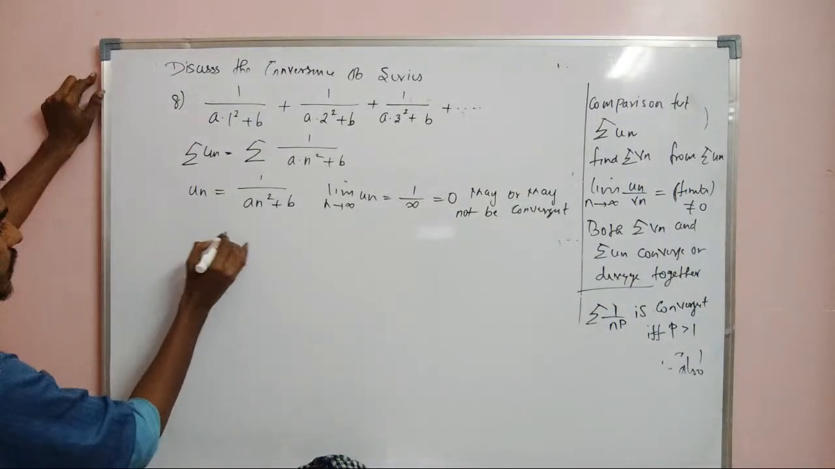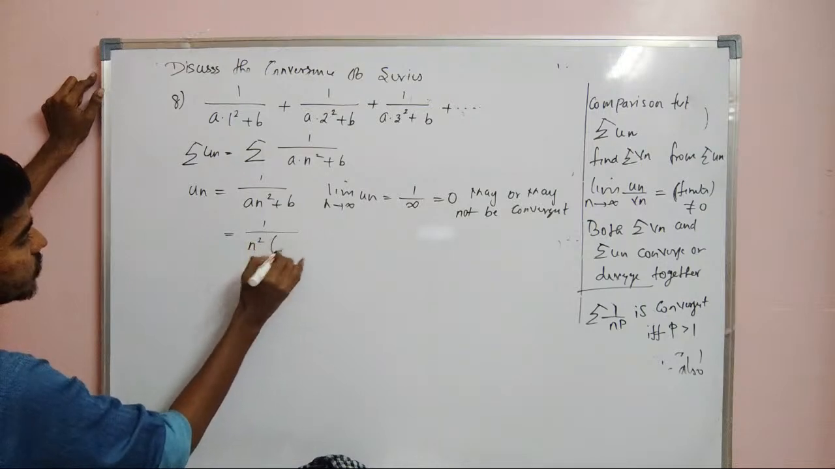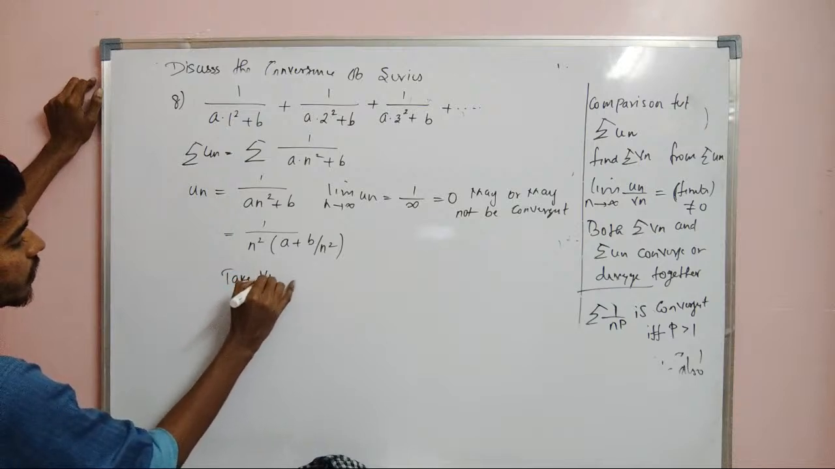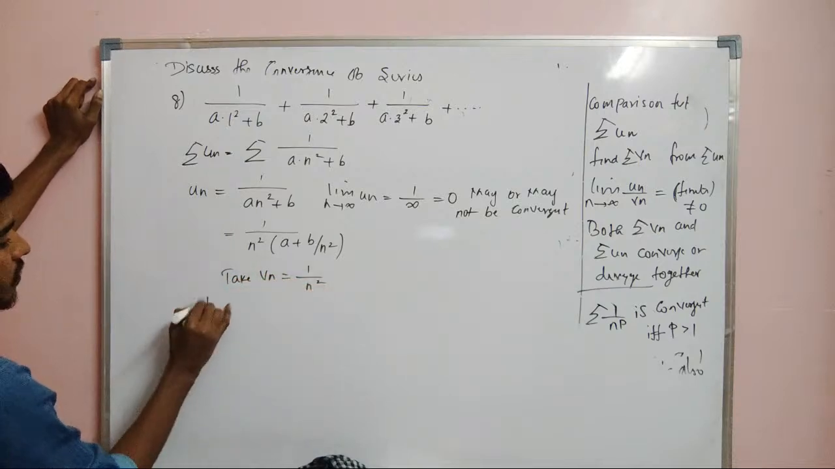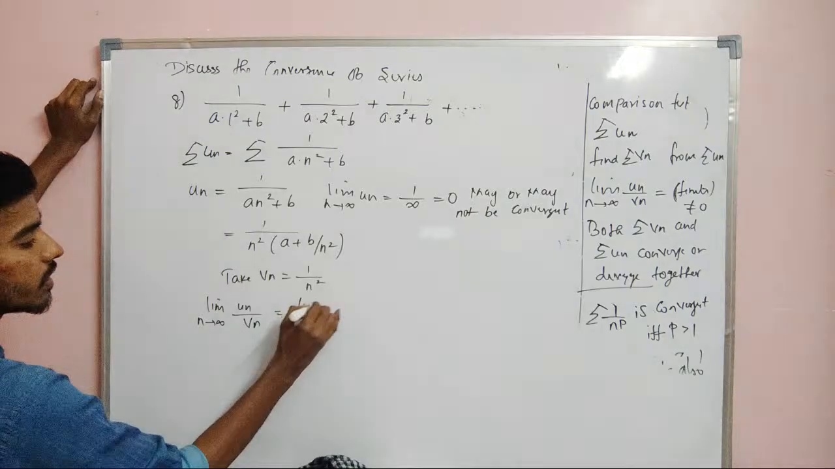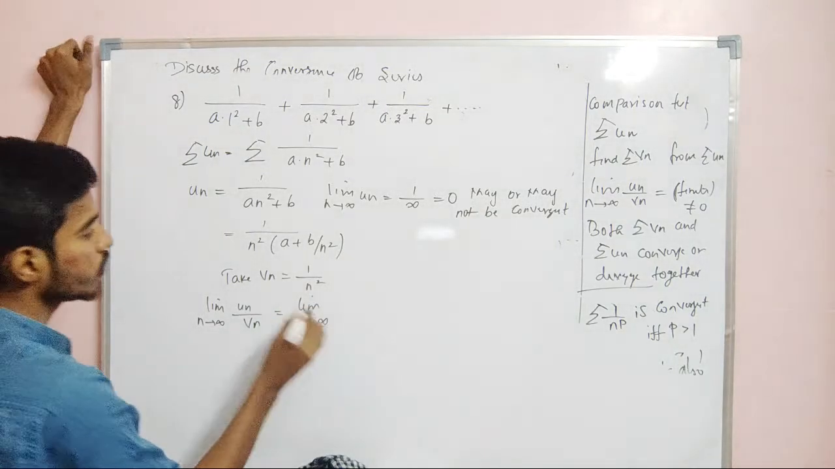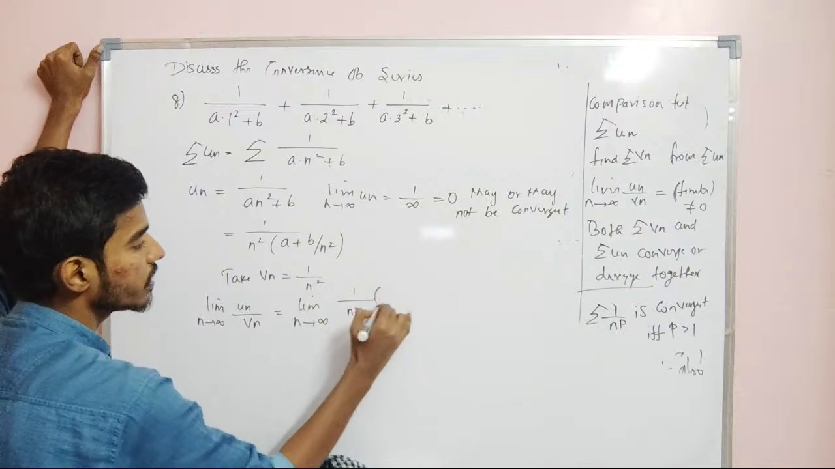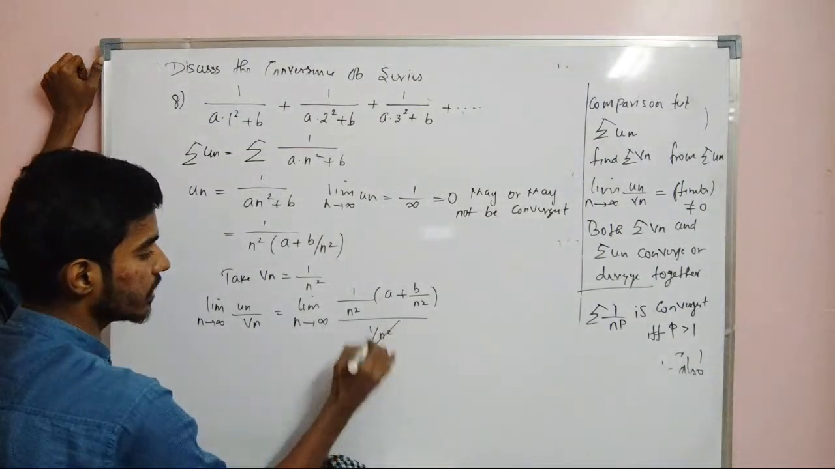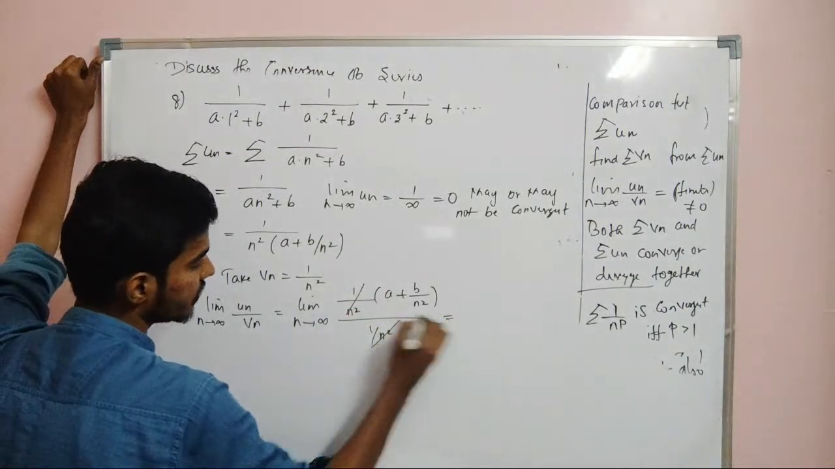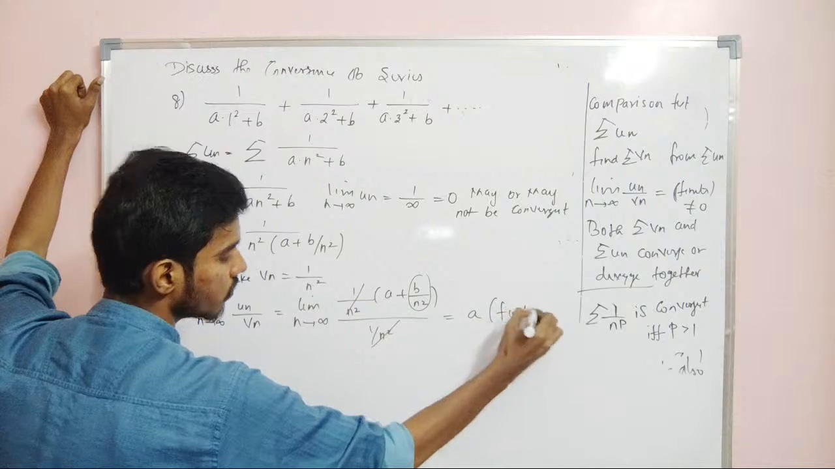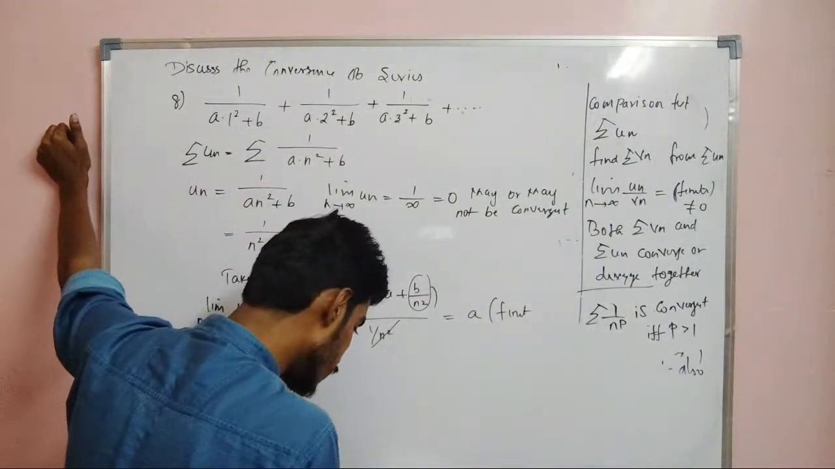You just take the highest degree common, which is n square here. So we will have a plus b by n square. I will take vn is equal to 1 by n square. Now what about limit n tends to infinity un by vn? So un, you can straight away take as 1 by n square into a plus b by n square, divided by vn, which is 1 by n square again. This n square will get cancelled. So as n tends to infinity, b by n square tends to 0. So we will have only a, which is finite and non-zero, right?